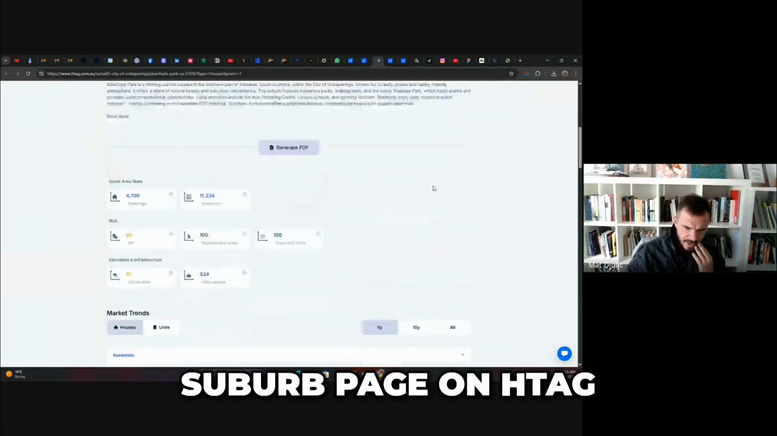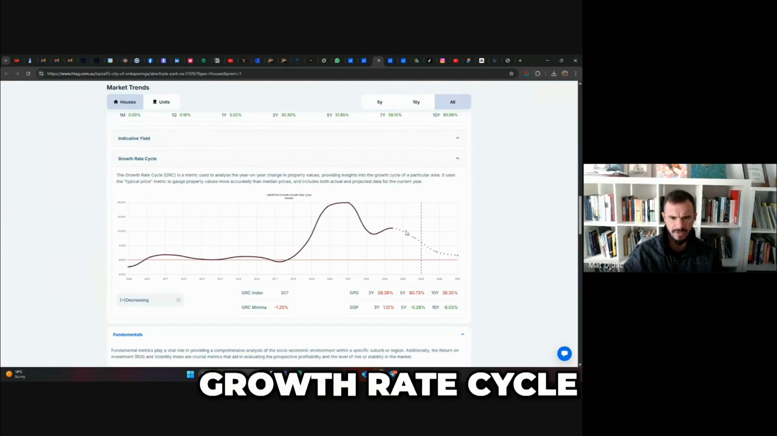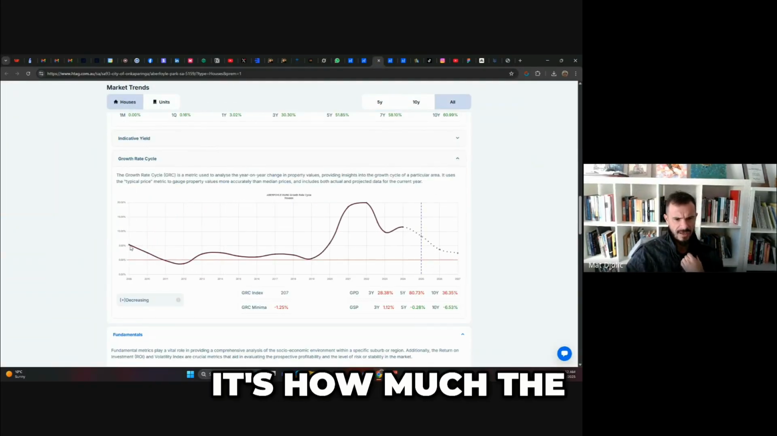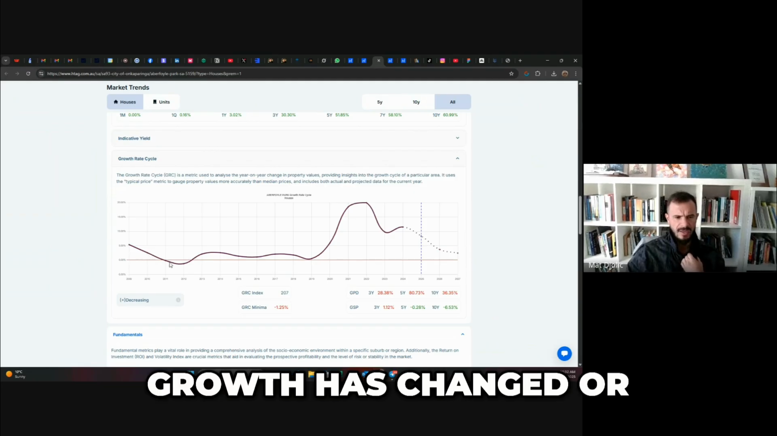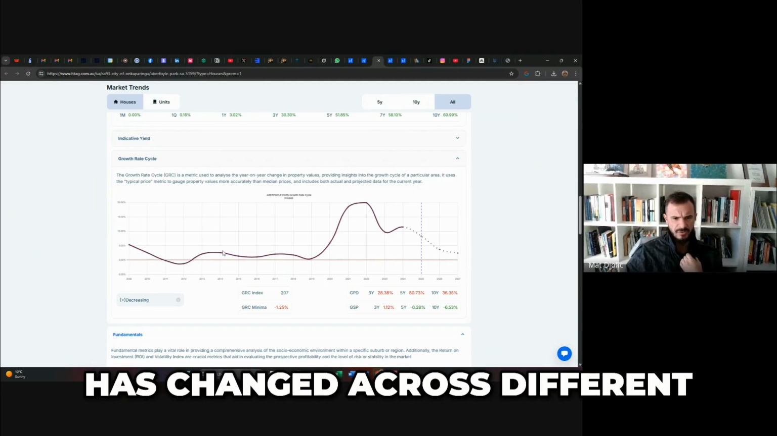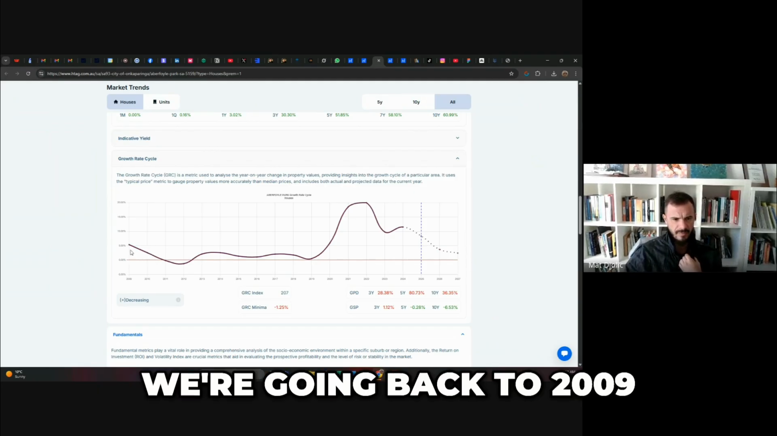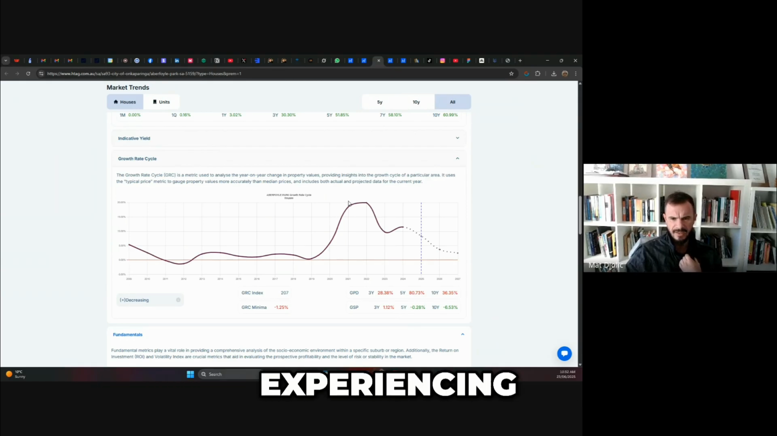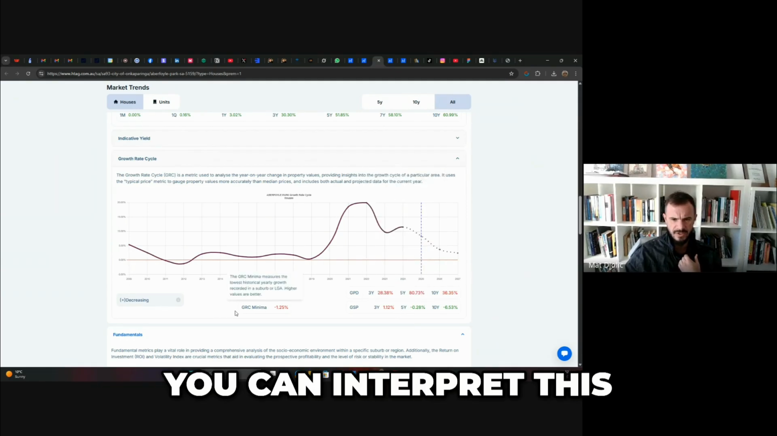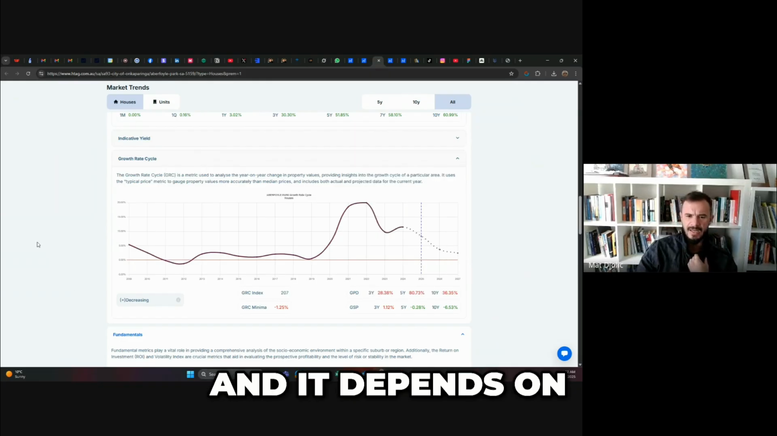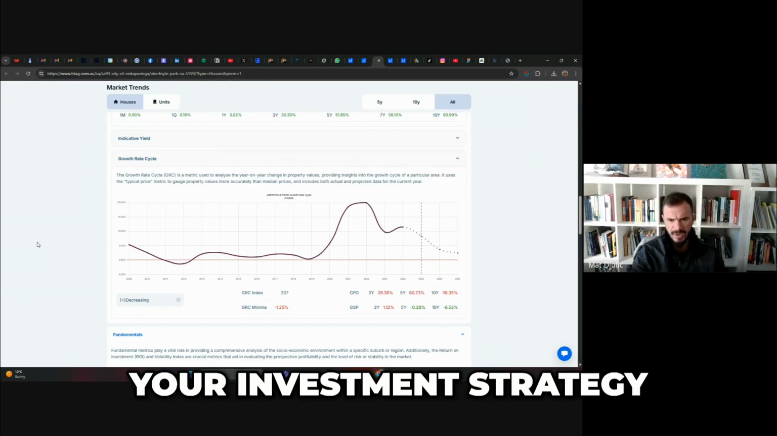This is a suburb page on HTAG. So this is the growth rate cycle. Essentially, it's how much the growth has changed, or the rate of growth has changed across different timeframes. So we see we're going back to 2009. We see the area stagnating and then experiencing a lot of growth. Now, you can interpret this curve in many different ways, and it depends on your investment strategy.